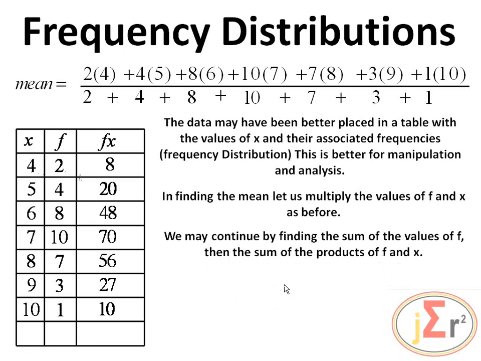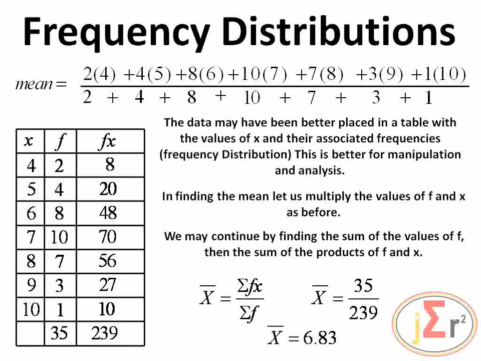We may continue by finding the sum of the values of f and the sum of the products of f and x. So we are going to put the sum of f right here and the sum of the products of f and x right there. And of course, x bar is equal to the summation of fx over the summation of f. As usual, as before. These values are not strange, so we may just write them down as they are.